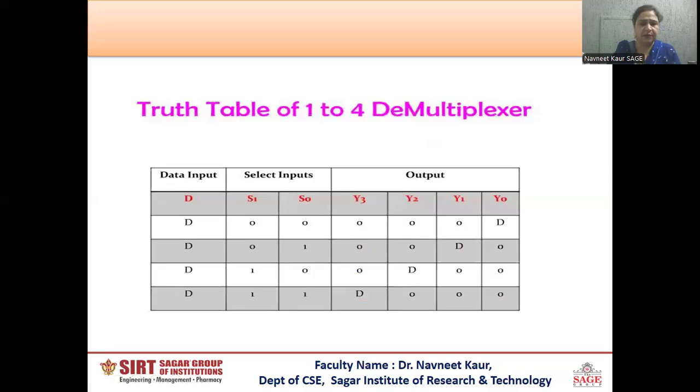Now, this is the truth table of the 1 to 4 demultiplexer. This is the data input, which is defined as D in all the cases, and 2 selection lines. Say if the selection lines are both 0, then the Y0 output will be selected and the input D will be transmitted over that output line. For the 0-1 combination, the input will be transmitted over the Y1 output line. For 1-0, the input D will be transmitted over the Y2 output line, and for 1-1, the input D will be transmitted over the Y3 output line.